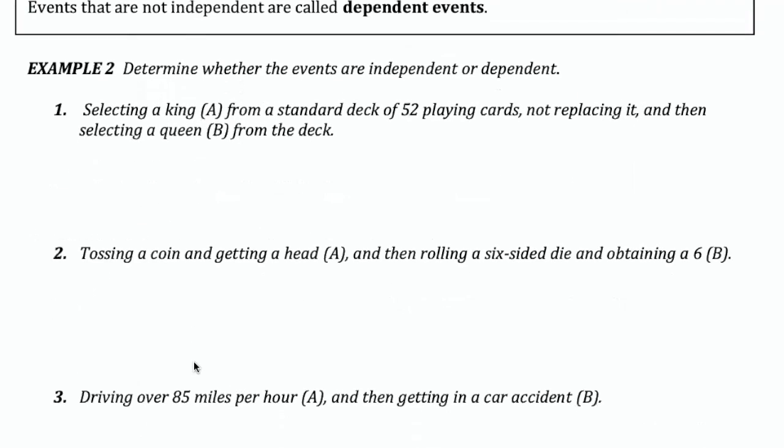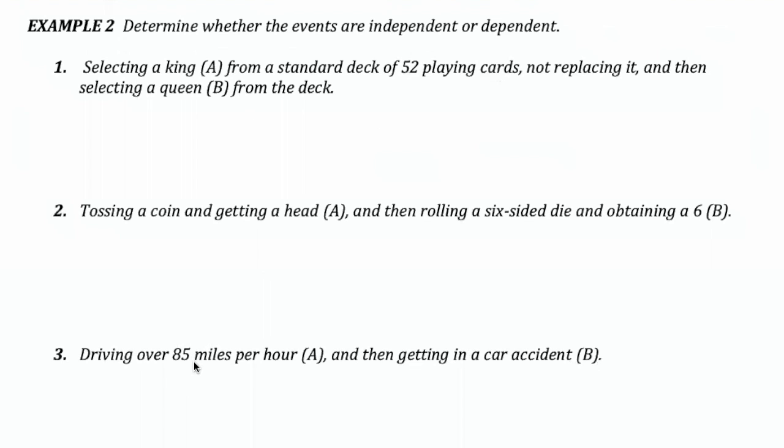So let's look at some examples of this to make that clear. Determine whether the events are independent or dependent. Selecting a king is event A from a standard deck of 52 playing cards, not replacing it, and then selecting a queen, that's event B from the deck. So in this case, we want to determine the probability of B given A. In other words, the probability of getting a queen given that our first pick was a king.